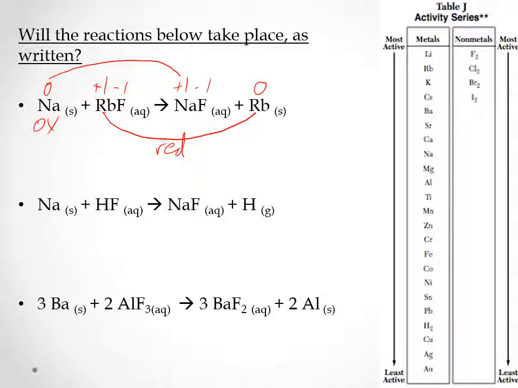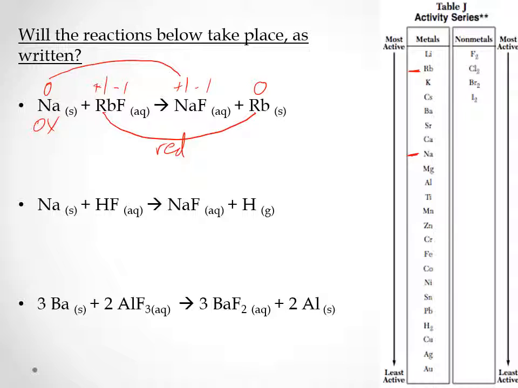For that, we check table J. And if we look at it, sodium would have to be higher up on table J than Rb for this reaction to take place as listed. Rb is all the way up here, sodium's down here. Because Rb is the metal that's listed higher, Rb should be the thing that gets oxidized. And sodium, because it's lower, should be the thing that gets reduced.